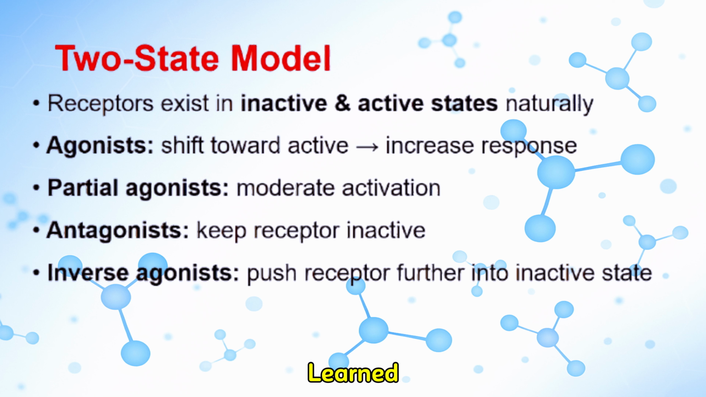So far, we have learned how drugs interact with receptors and how different types of drugs, such as agonists, partial agonists, antagonists, and inverse agonists, produce different responses.